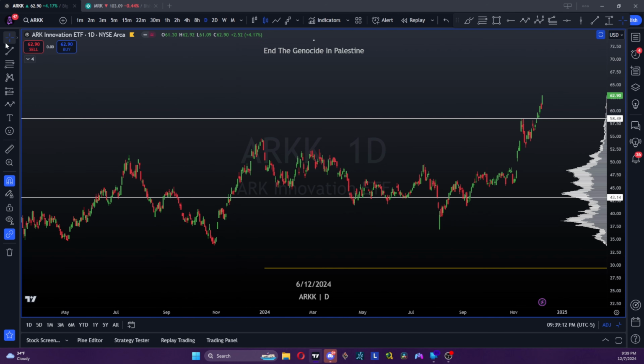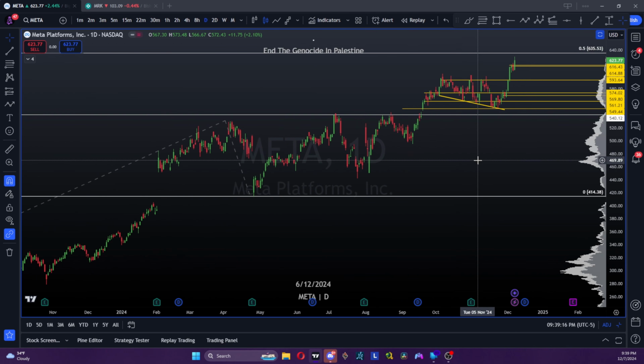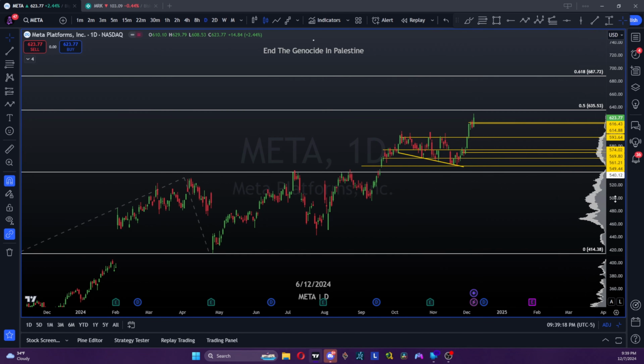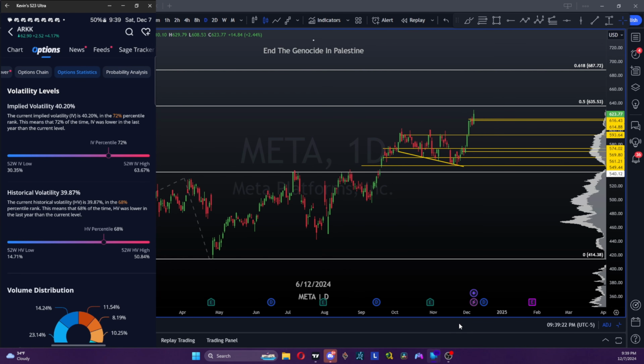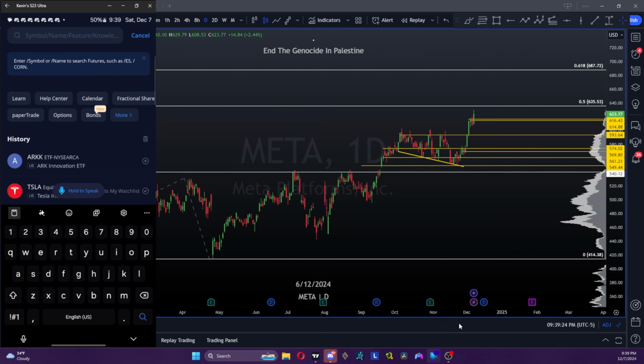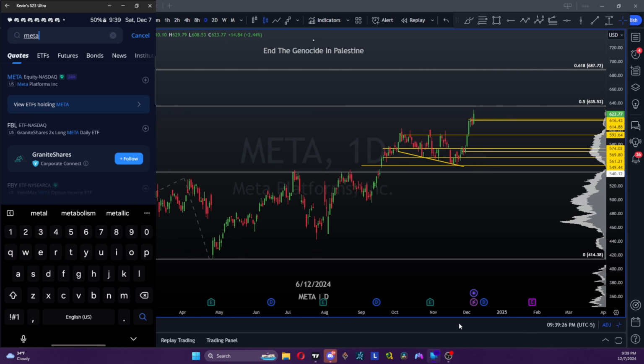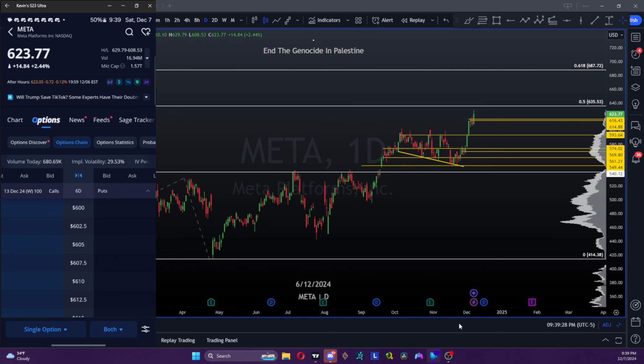And then the last example I want to show, actually two more examples, is Meta. So the reason why I probably won't be doing Meta Fridays as much anymore is, I'll show you why. Similar to Tesla.